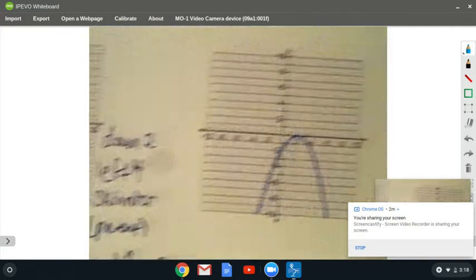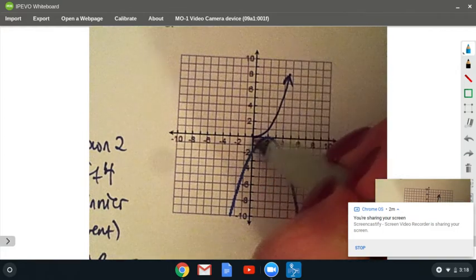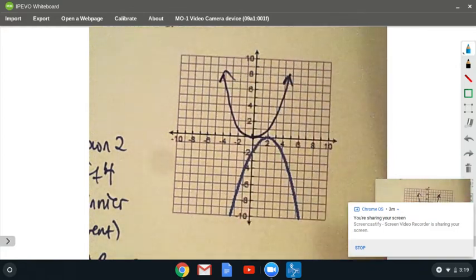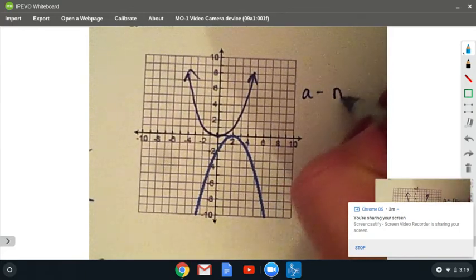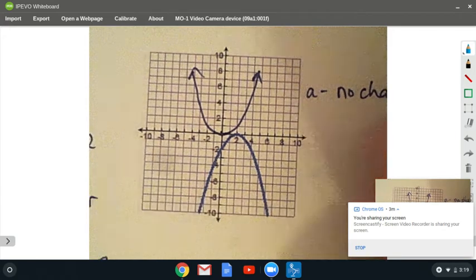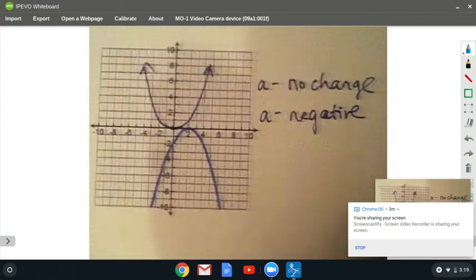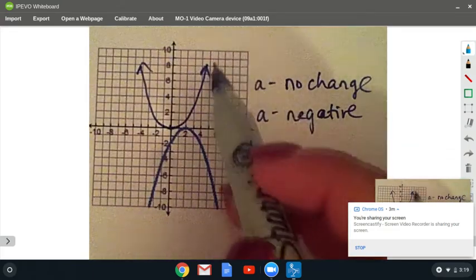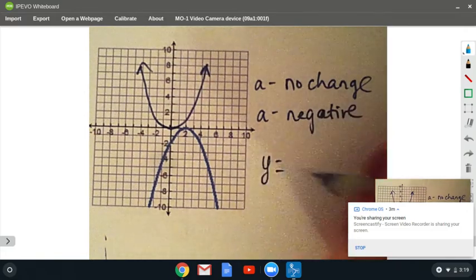Okay. Moving on to this one. The parent function is this. It kind of looks like it's about the same width. So I don't think the A value is any different here. So the A value is no change in my opinion here, other than the A should be negative. The reason that the A value should be negative is because it flipped. It was facing up. Now it's facing down. Okay, so you definitely need a negative A value here.